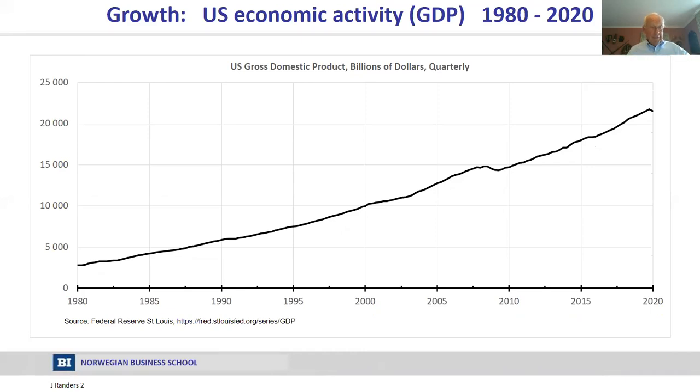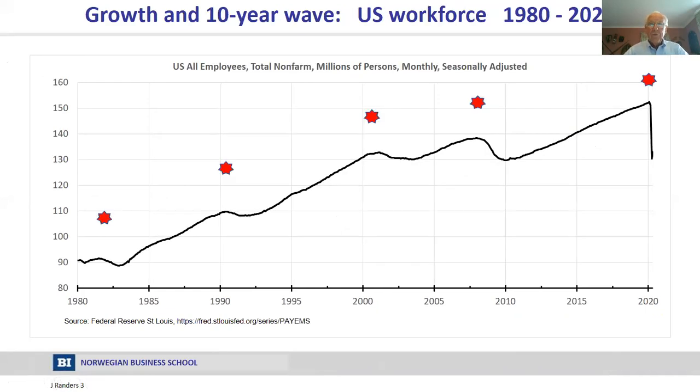So here is the first reference mode, which I call growth. It is demonstrated here in the US economic activity, the GDP, which evolves at varying rates, but in an exponential manner over the time period. The next slide shows that the growth, when seen in the US workforce, is not as smooth as in the GDP.